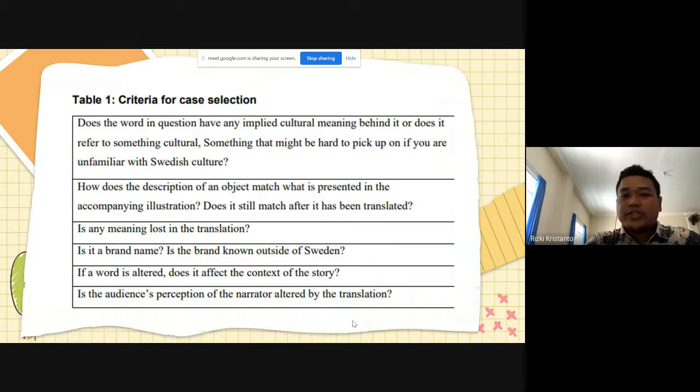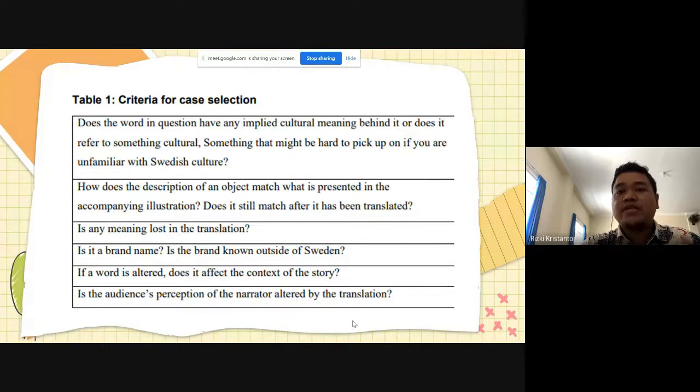Criteria for case selection. There are some questions here that come up, and it has been produced by the researcher.